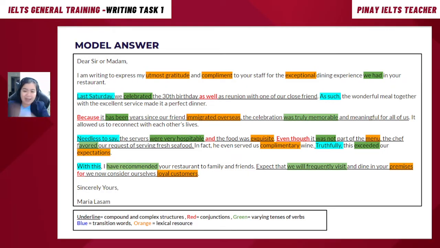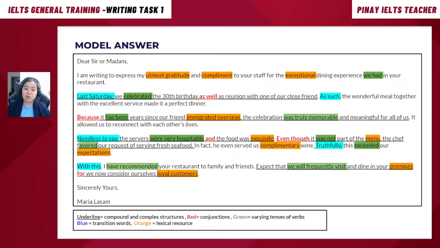So you don't really have to use complicated ones as long as there's a variety in your sentence structure. In my case, I use past tense, present tense, future tense, even have past participles, has been, have recommended, okay? So this is how you check that you're being able to satisfy all the requirements to get a high band score for your IELTS test.